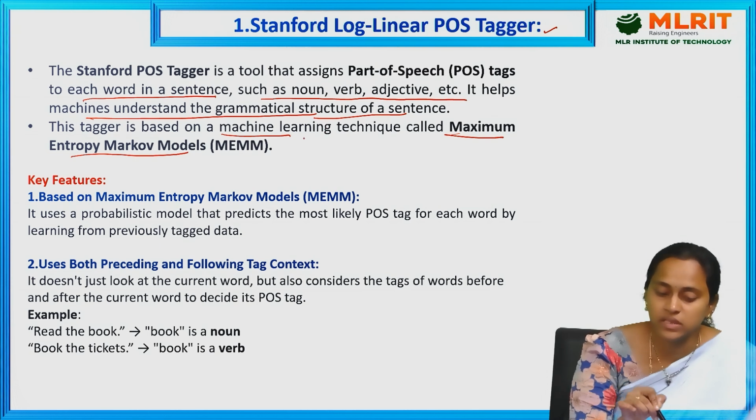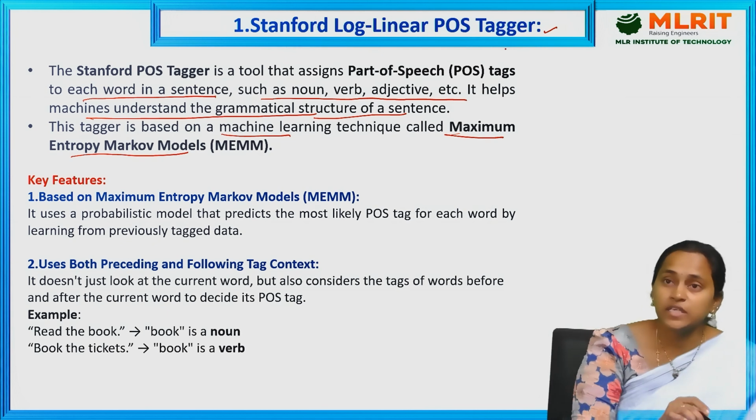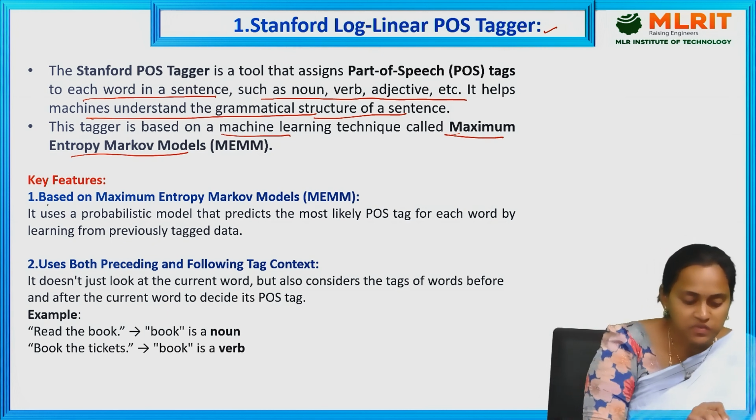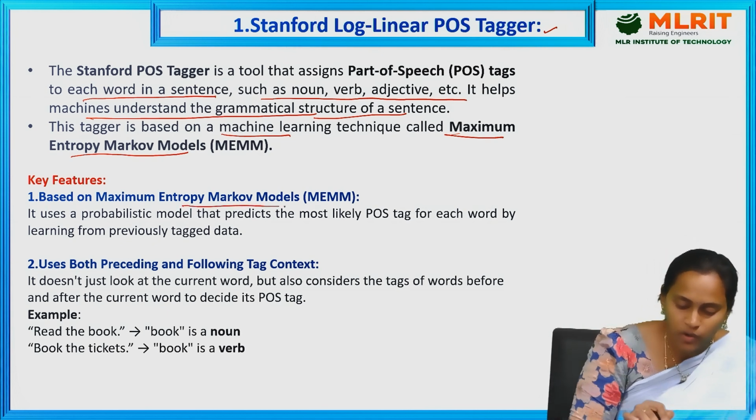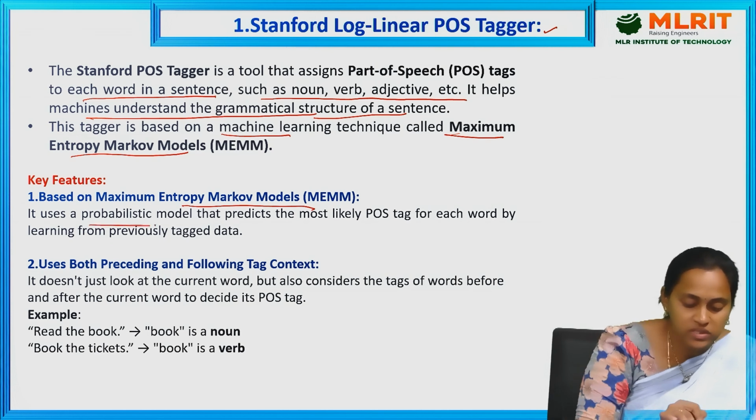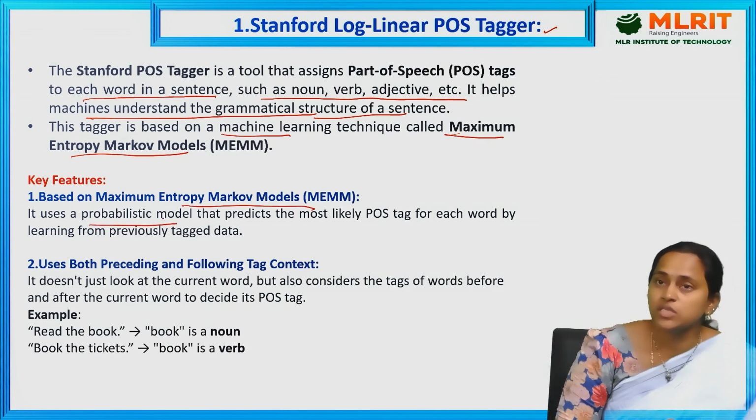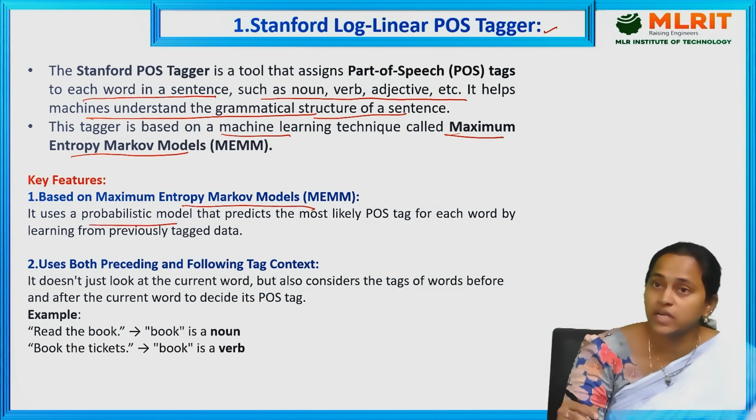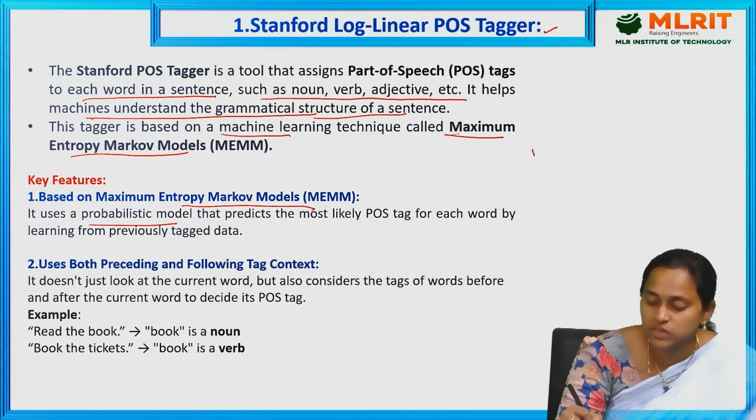By using this, we can develop this Stanford log linear POS tagger. So let's see the key features one by one. First one, based on the maximum entropy Markov models, it uses a probabilistic model, right? In the previous session video, we had to find out the probabilities of a sentence and its words.